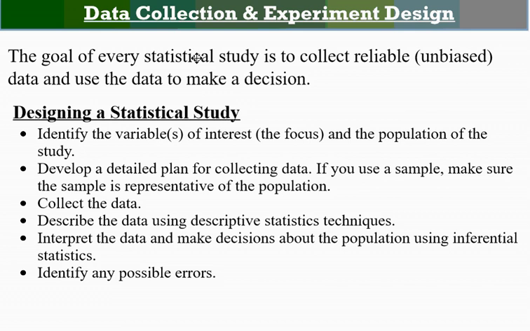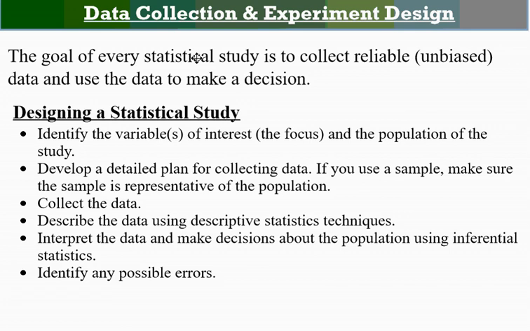So when designing a statistical study, there's a variety of steps that we go through. The first thing is we identify the variable or variables of interest, the focus, and the population that we are wanting to study. Second step is develop a detailed plan for collecting data. If you use a sample, make sure the sample is representative of the population, and that's key. Then we collect the data.